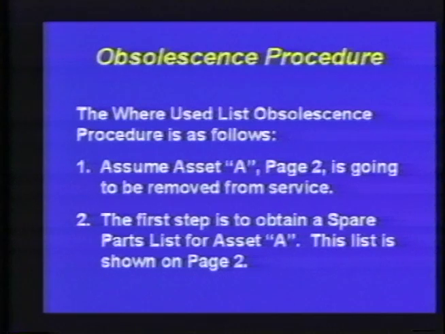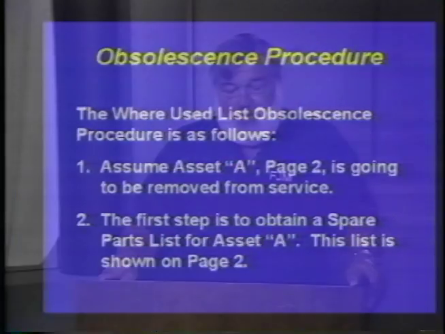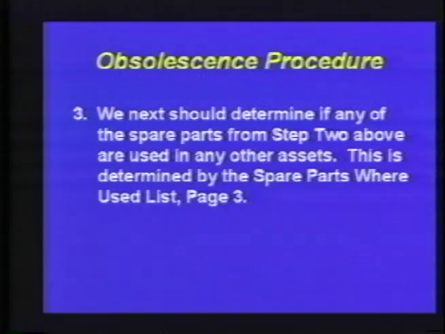So the first thing that we would have to do is to get the spare parts list for asset A, and that is found on page 2. So now we have the equipment A and the spare parts list that will be obsoleted. However, we dare not obsolete the spare parts until we determine if those spare parts are used in any other asset. So step number 3 is the development of the spare parts where used list, which is found on page 3.